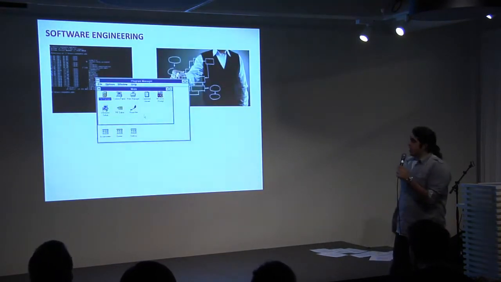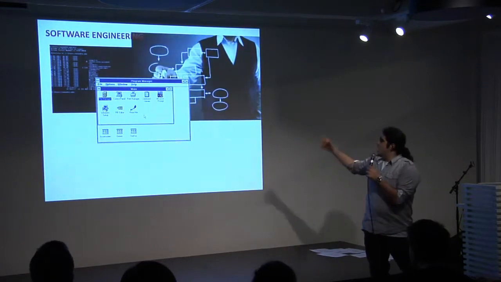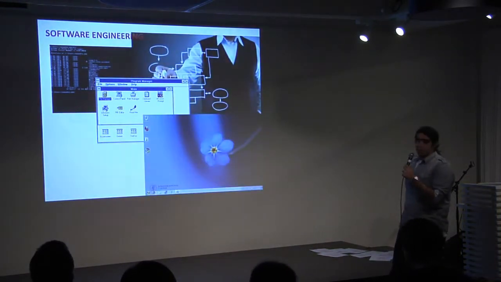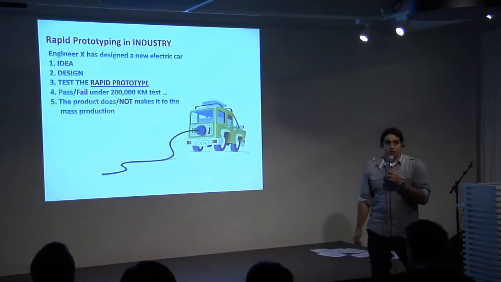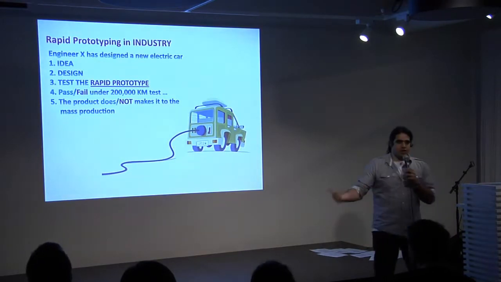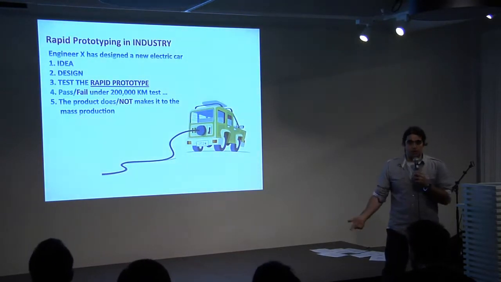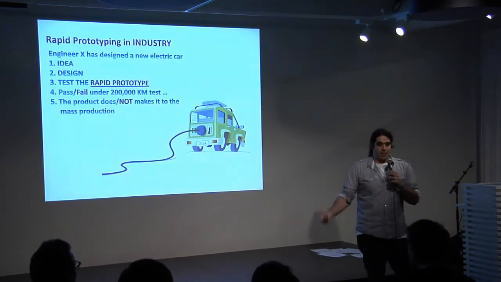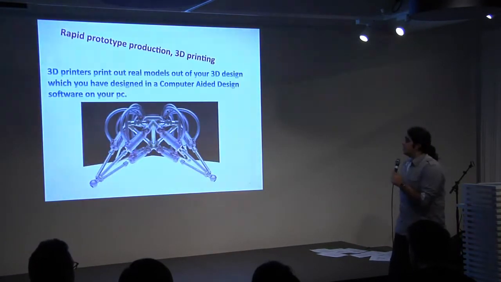Or software engineering, same thing. Microsoft's development from a text-based system up to Windows 7, the most advanced system we have, all went through rapid prototyping, and it's the same with everything else. Industry, electric car. They designed a car, they made a rapid prototype that looks ugly, but it still works. So they test it, if it passes, then they make a mass production out of it. If not, it's a dead project.